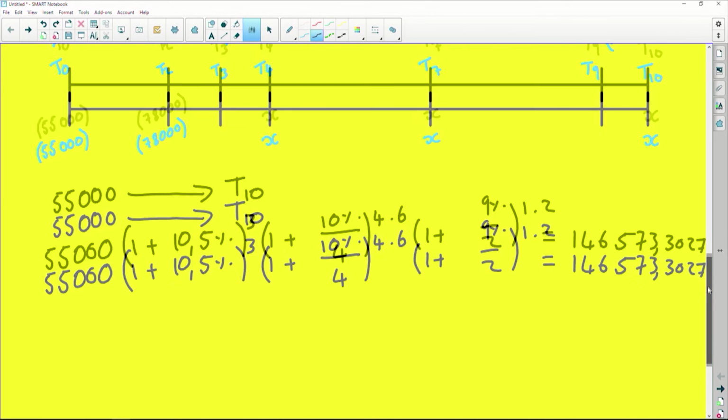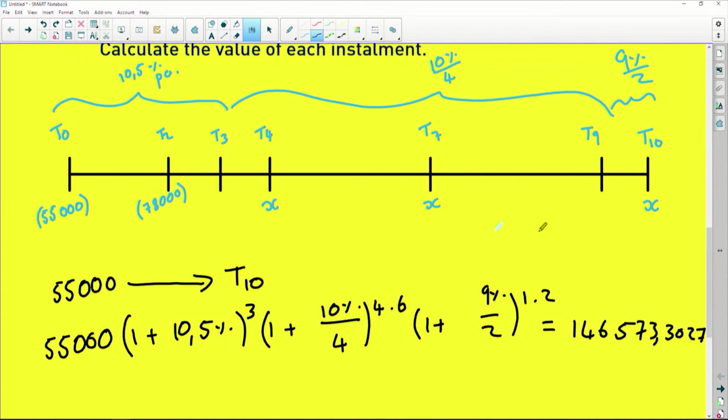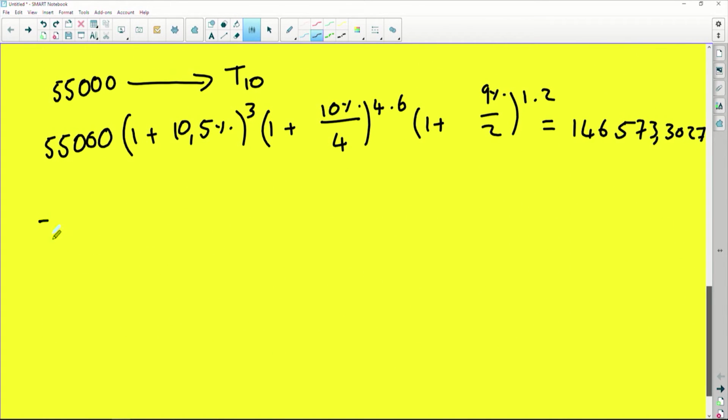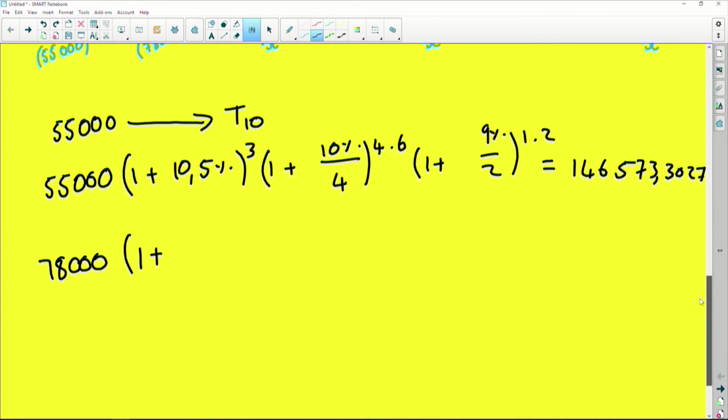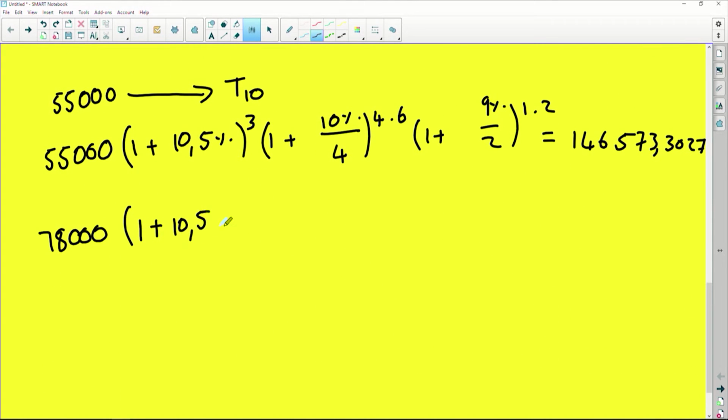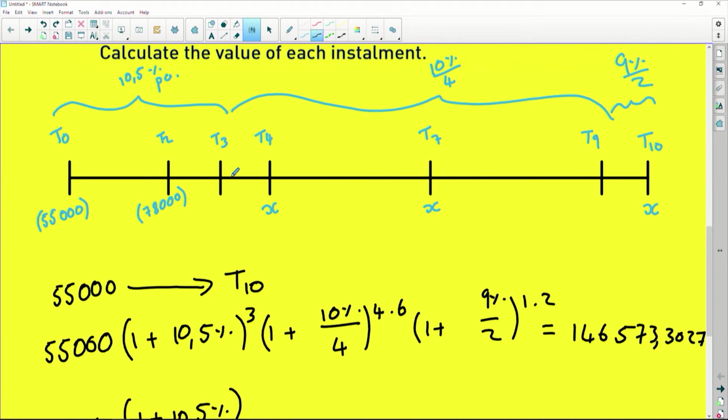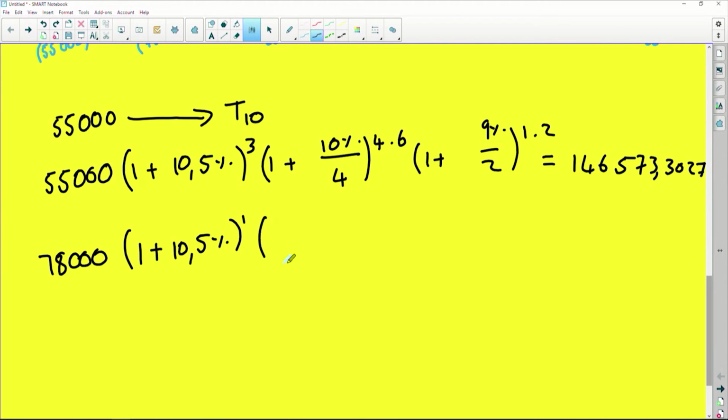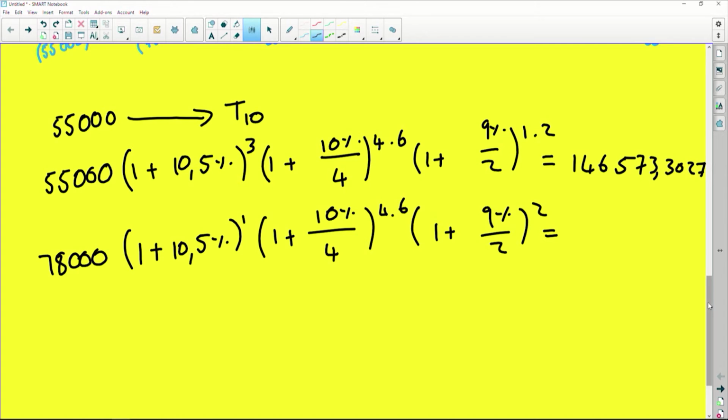I'm going to take the next part, which is 78,000, and I'm going to bring that to term 10. So if I take 78,000 and bring that to term 10, I'm going to have 1 plus my first compounding period at 10.5%, to the power of 1 because I'm only going 1 year. So I'm going from T2 to T3, so that'll only be 1 year. And then I'm going to have all the other things that I had before for the 55,000. So that'll be 4 times 6, and that'll be 1 plus 9% divided by 2 to the power 2. And I'm going to find out what that equals.